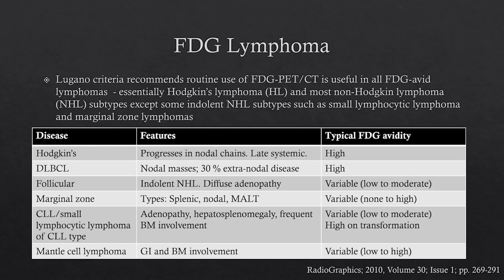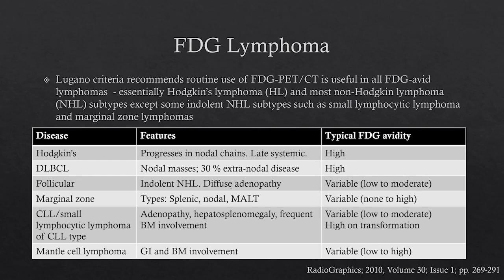So looking at this table here, we again summarized some of the features for our various types of lymphoma. For Hodgkin's, it progresses in nodal changes. Typical uptake is high. In late cases, you can see systemic involvement. Diffuse large B-cell lymphoma has about 30% extranodal disease. You can see nodal masses with DLBCL, typically highly FDG-avid.